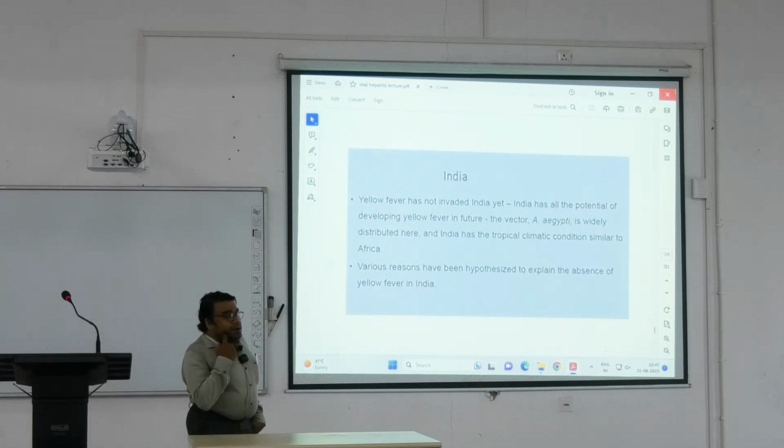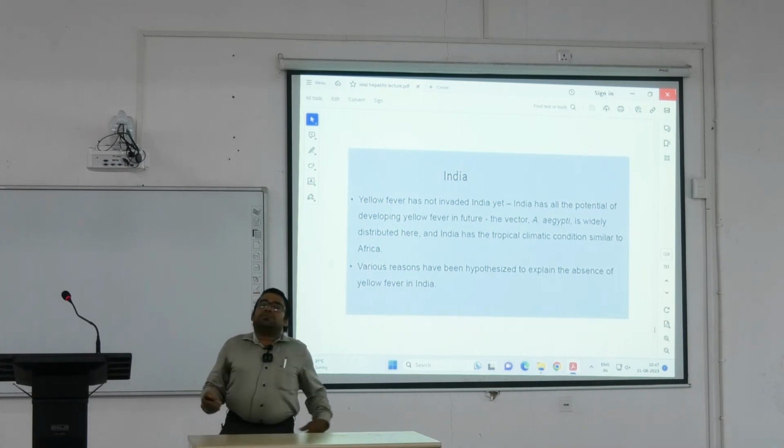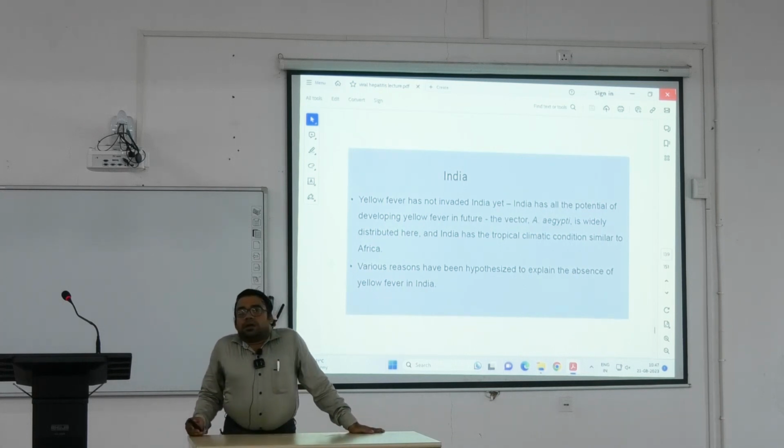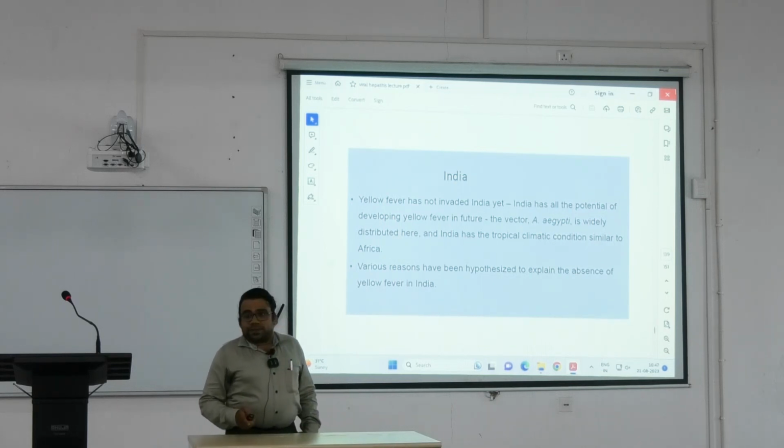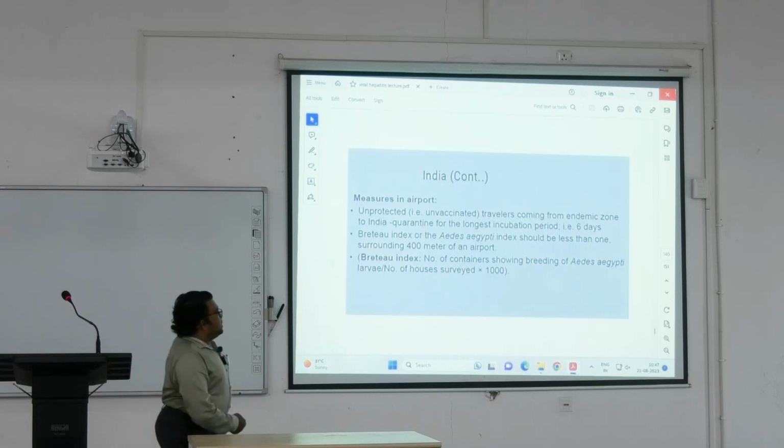However, the government has taken some steps to prevent this virus from entering India. What are those steps? The only important step is vaccination. So, vaccination is done.